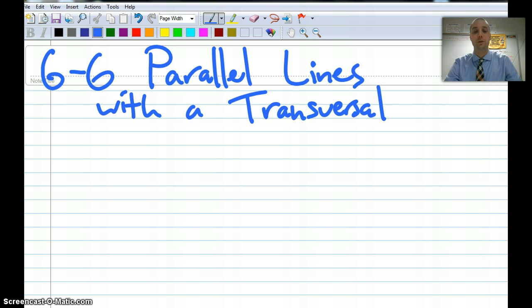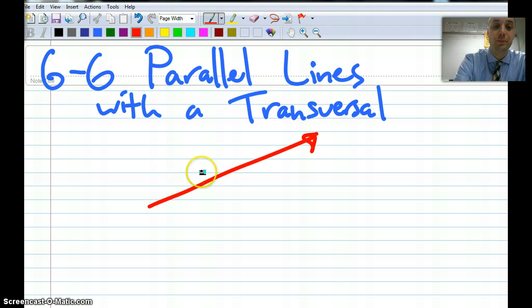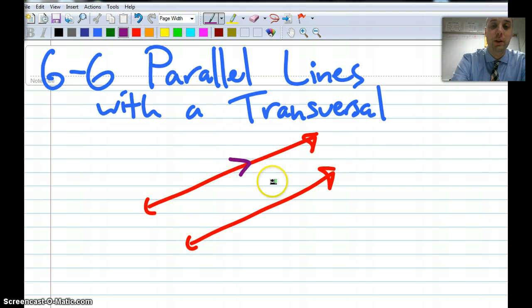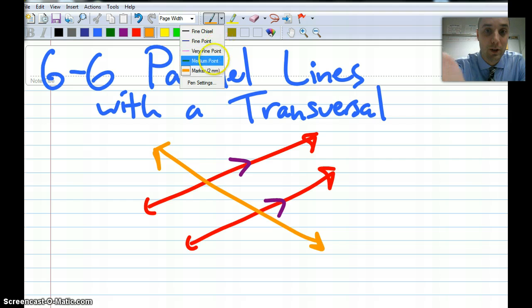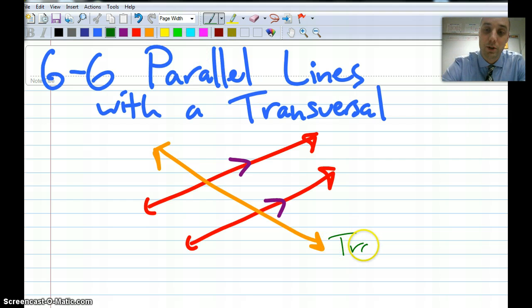So first thing we want to think about here is what does this word transversal mean? If you think about the root word or the prefix trans, it kind of means going through. So if you draw a picture of parallel lines there on your paper, and you put your little arrows on there to show that they're parallel, a transversal is a line that cuts through those two parallel lines at any angle. Okay, so draw that picture, and then off to that side there, put the word transversal next to the orange line up there, which is the transversal.